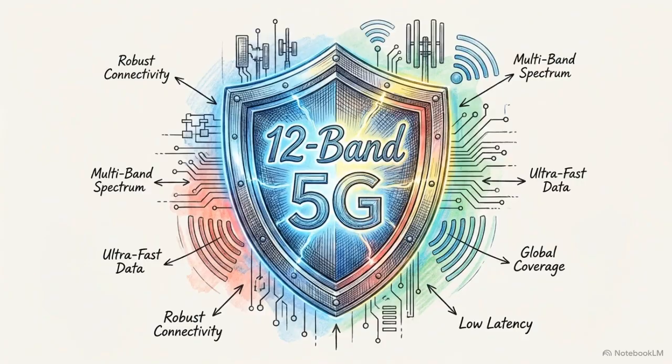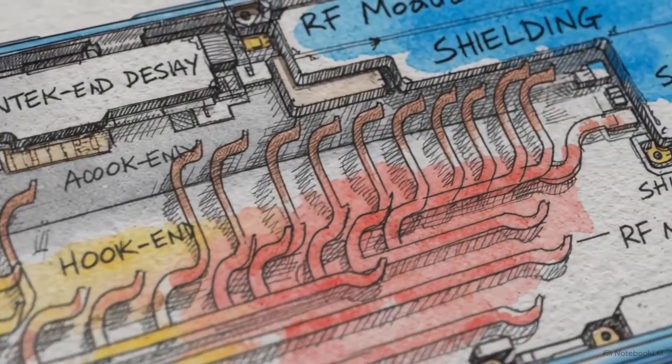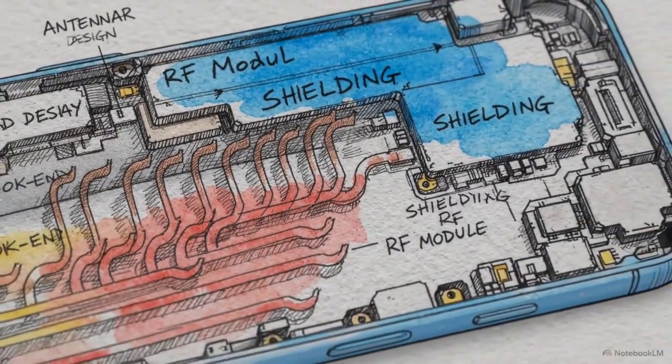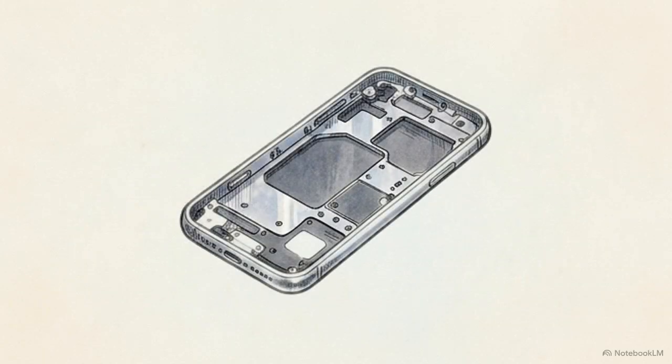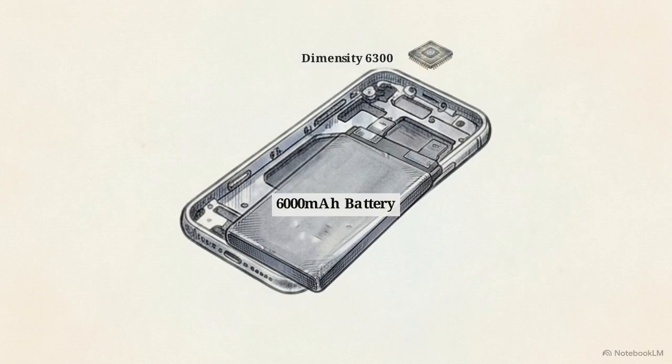On paper, the inclusion of a 12-band 5G modem suggests comprehensive network support. But a modem's theoretical capability inside the silicon is entirely dependent on the physical placement of the antennas capturing the signal. This marketing image emphasizes the physical constraint of the design, an 8.2mm chassis. In this internal X-ray model, you can see the conflict. That massive 6,000 mAh battery occupies nearly 80% of the internal volume.